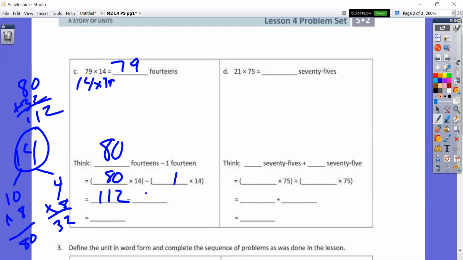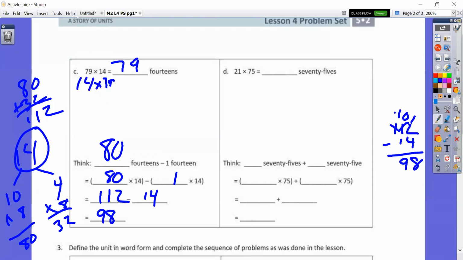So now I need to subtract 14 from that. Now, if I do 112 minus 14, I did it over here on the right-hand side because I was running out of room. I need to regroup. 12 minus 4 is 8. 10 minus 1 is 9. So our answer should be 98. Great. Let's move on to the next one.